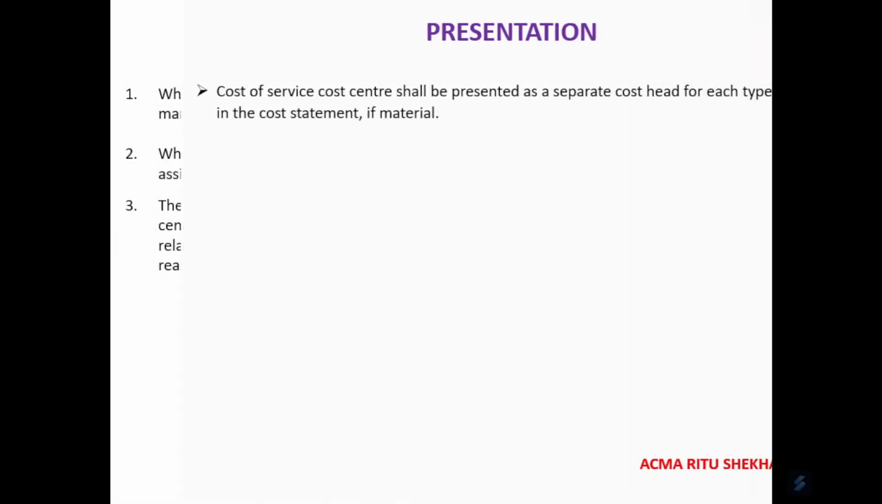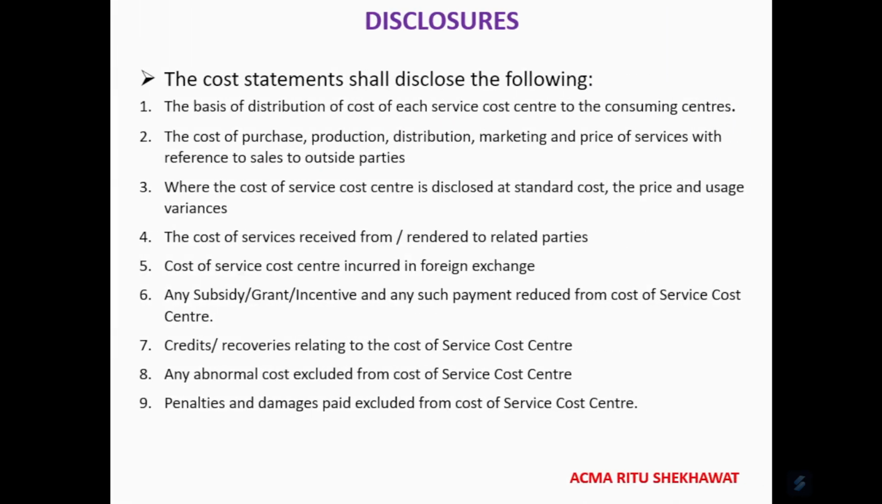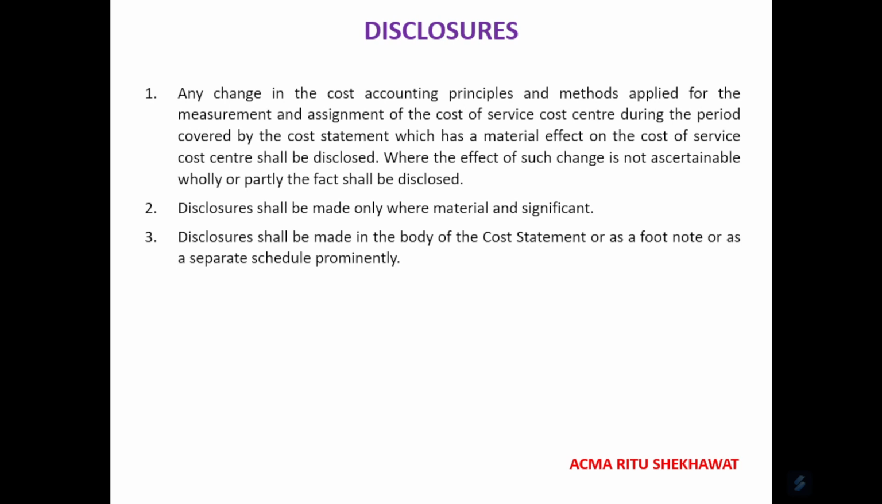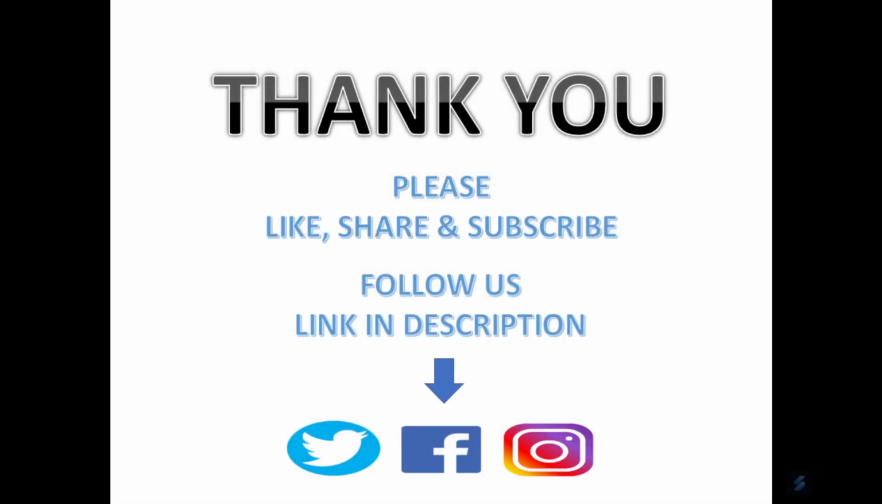Assignment of cost, presentation and disclosures are the same as usual, as in the earlier cost accounting standards we have discussed. So this is Cost Accounting Standard number 13. It's very simple and you can easily relate it to the earlier cost accounting standard on repairs and maintenance, which we discussed in Cost Accounting Standard number 12. So you can easily grasp this standard in relation to Cost Accounting Standard number 12.